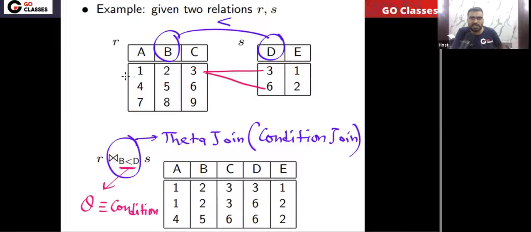So you can easily see 1, 2, 3, 3, 1 here. And 1, 2, 3, 6, 2 you can see here.